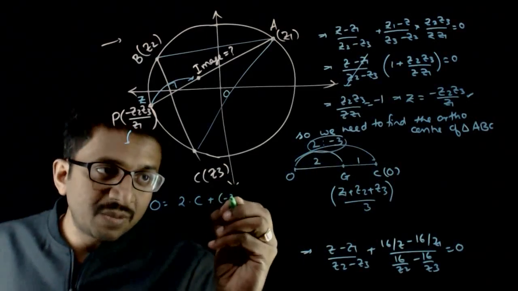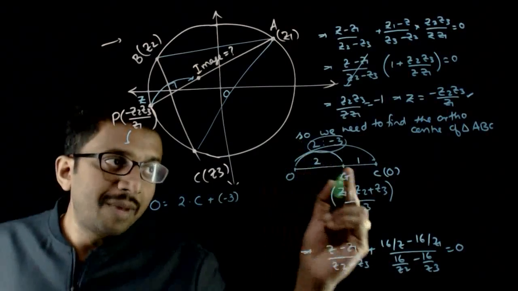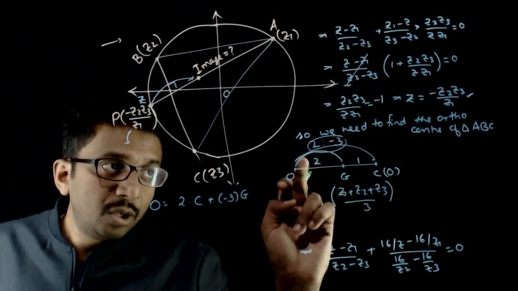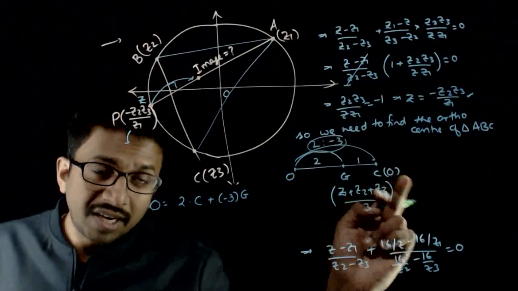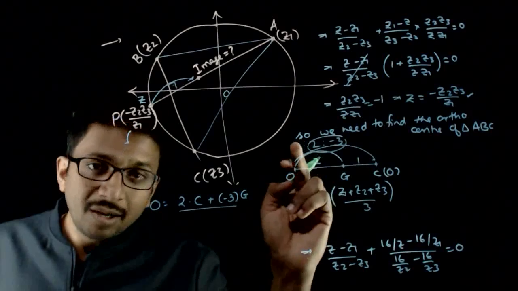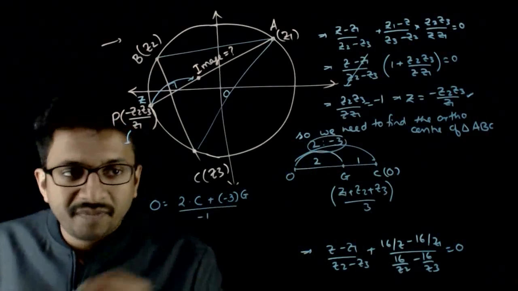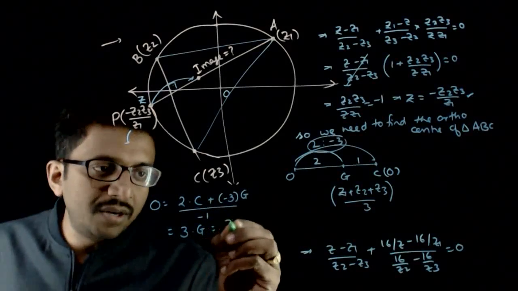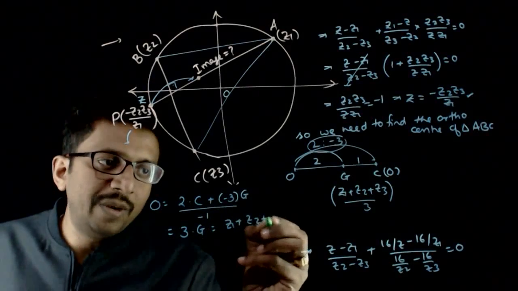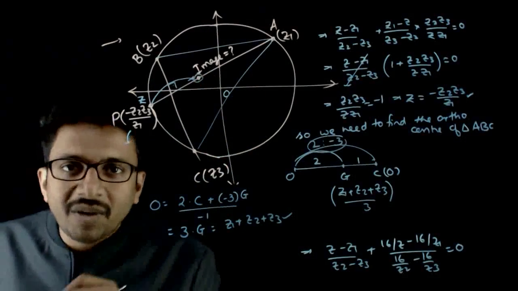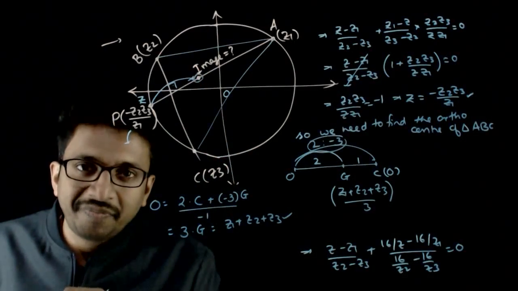So the orthocenter is equal to 2 times the circumcenter minus 3 times the centroid, divided by 2 minus 3, which is minus 1. That's nothing but 3 times the centroid. That is equal to z1 plus z2 plus z3. So the image is z1 plus z2 plus z3. Thank you.